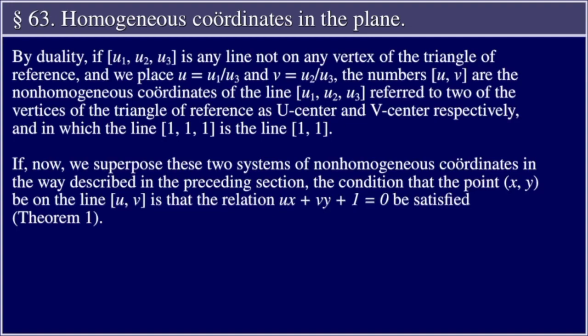If now we superpose these two systems of non-homogeneous coordinates in the way described in the preceding section, the condition that the point xy be on the line uv is that the relation ux plus vy plus 1 is equal to 0 be satisfied. Theorem 1.